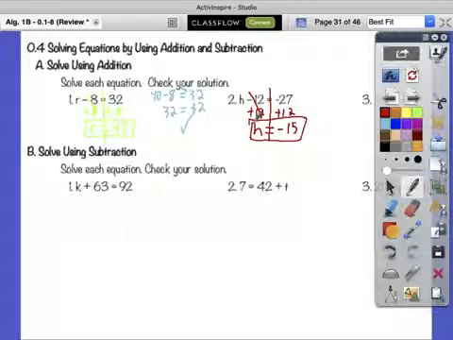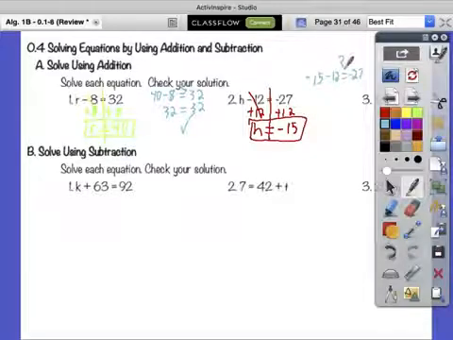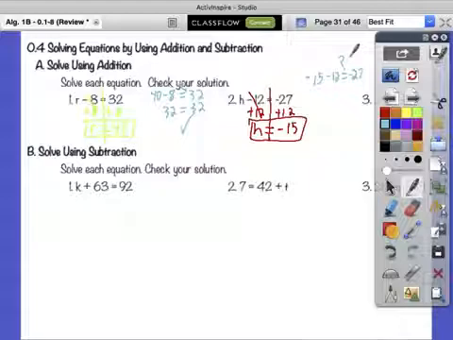Now we go back through and we can check this, right? So we plug it in for h. Negative 15 minus 12 is equal to negative 27. And I'll say equals. It does. Okay. Now negative 15 and minus 12. Okay, are those the same sign?